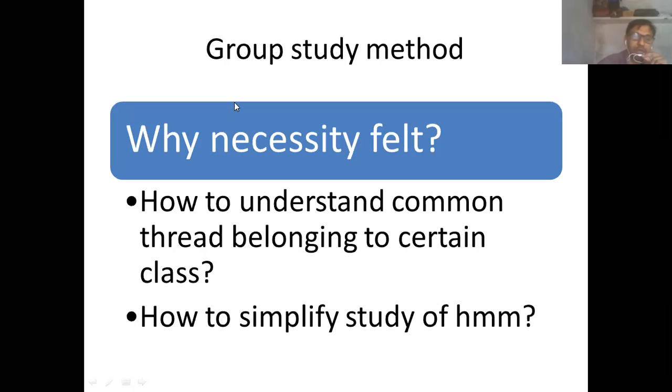This was one more reason why this group study method was evolved, and one more important reason is that after the proving started with the help of dynamic drugs, this materia medica has become more and more voluminous. It has become more and more cumbersome, difficult to study. It has become more and more confusing. So they thought that the study of materia medica should be simplified.